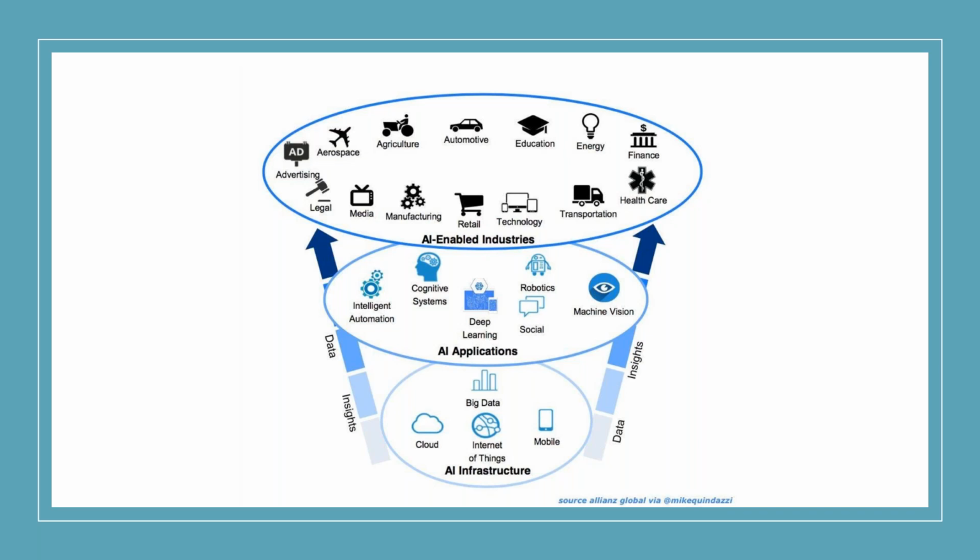Well, at the core of it, you have the infrastructure, right? You have the cloud, IoT, mobile, big data systems. And then built on top of that, you have AI applications, deep learning, cognitive systems, intelligent automations, computer vision, etc. And those applications, five or six things, could be mixed and matched in so many ways. It's really changing the nature of our society.